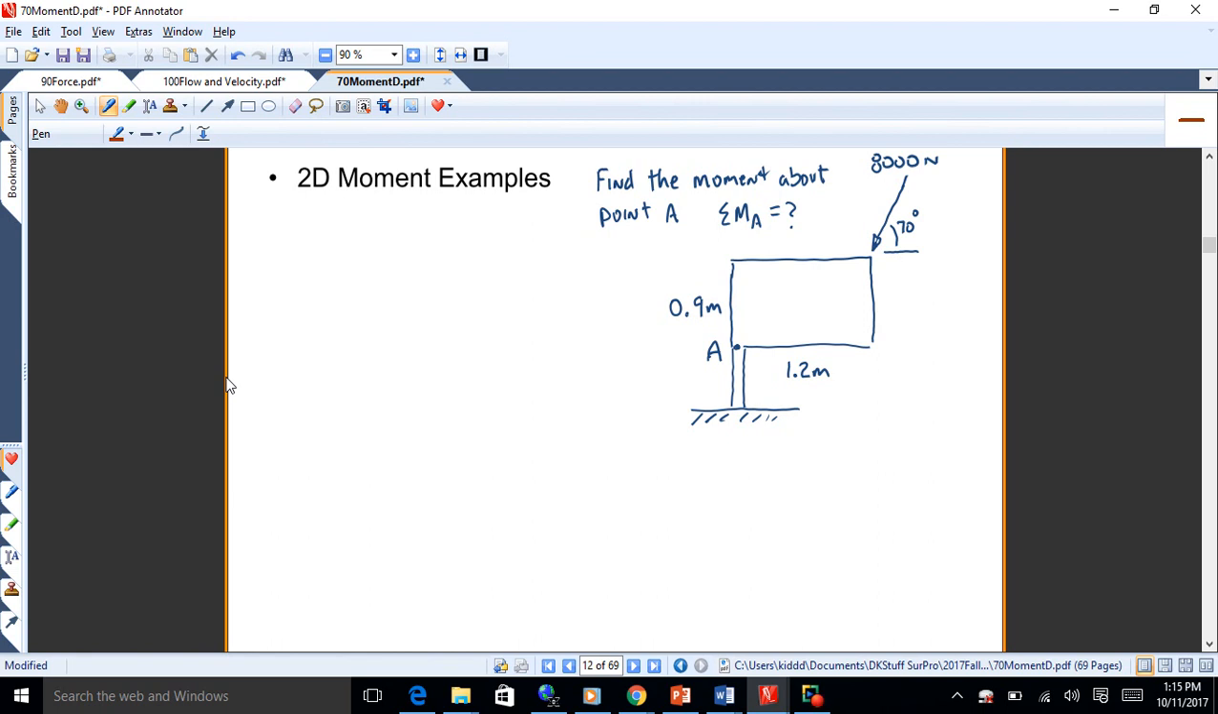So we're going to find the moment about point A. So the sum of M_A, adding up all the moments, equals something with a question mark there. Got the dimensions on that rectangular sign or whatever that is, that board or block. And then we've got a 70 degree angled 8,000 Newton force in that upper right hand corner. So what we want to do is find the moment about A. And that is a common thing to do, find a moment about a point. Usually you specify a given point.